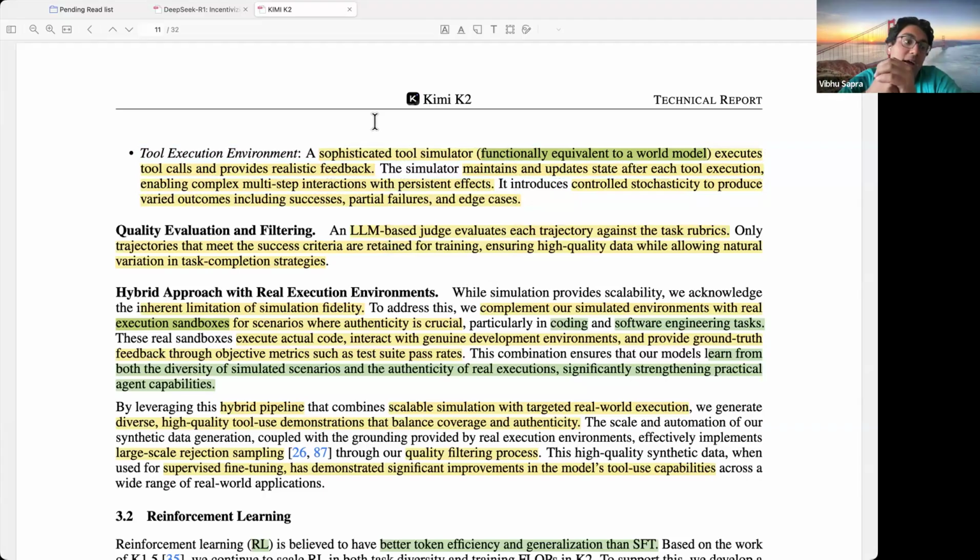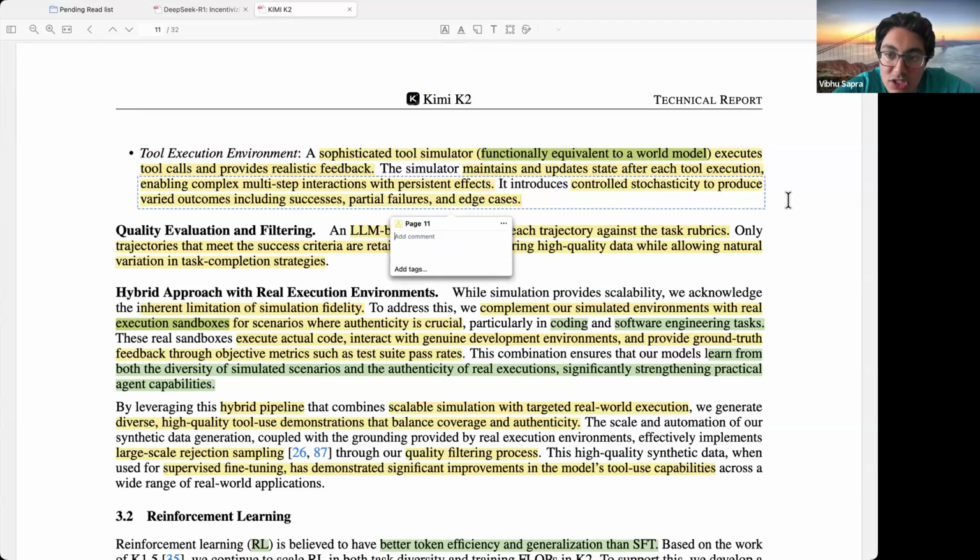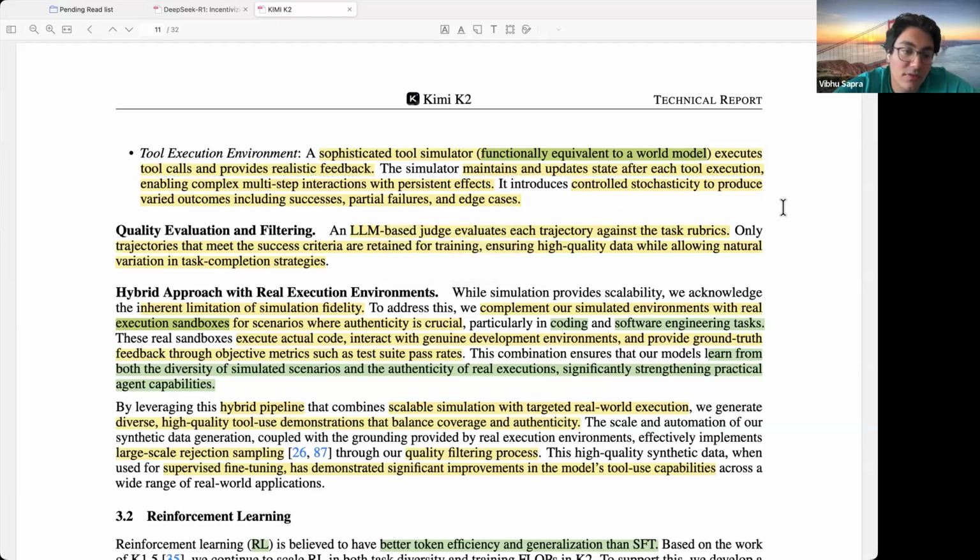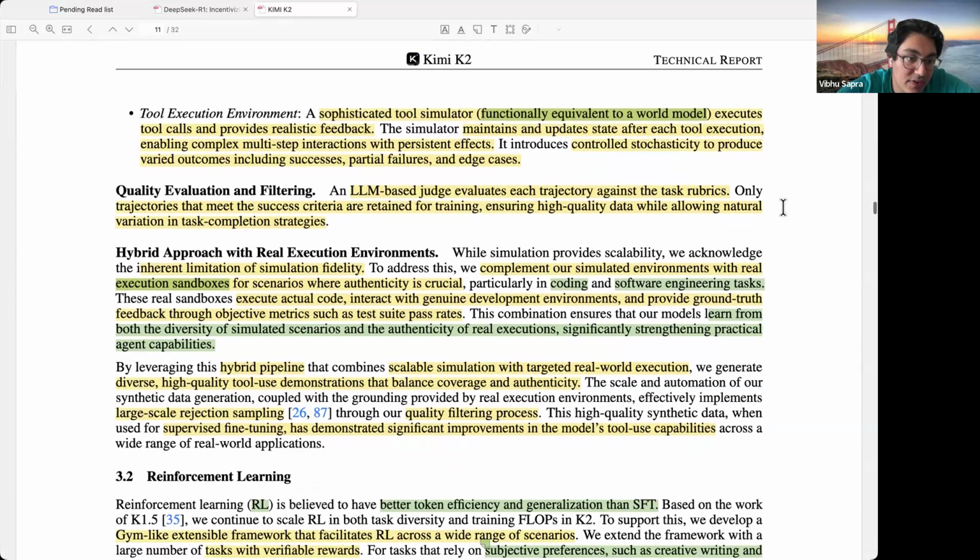Instead, you have a simulator that might have tasks, and as you interact and use a tool, the simulator keeps state section by section. This is kind of cool. I wish they talked a bit more about this. It introduces controlled stochasticity to produce varied outcomes, including success, partial, and edge cases. So you're actually changing an environment. A lot of this is gym-motivated style. But very cool.